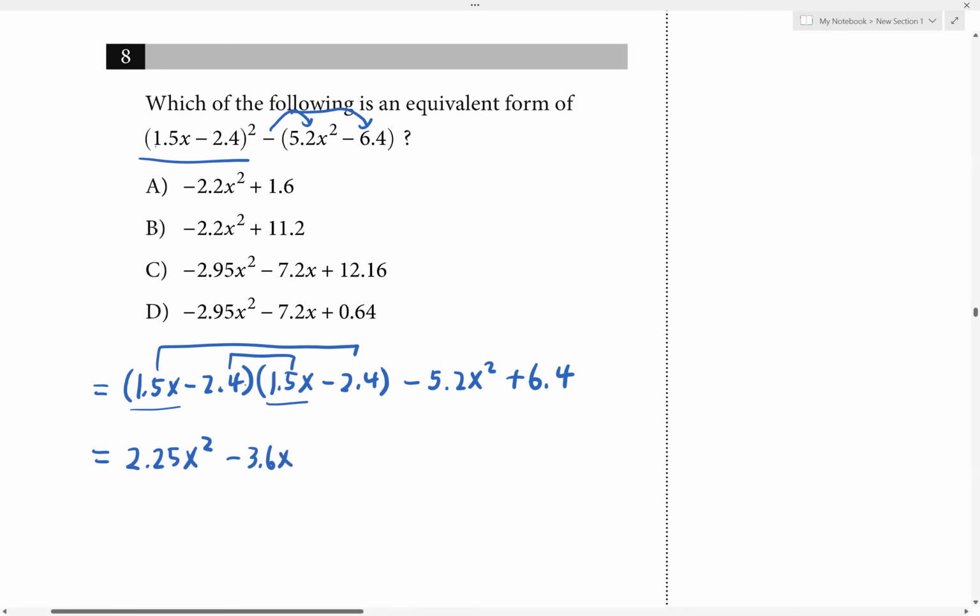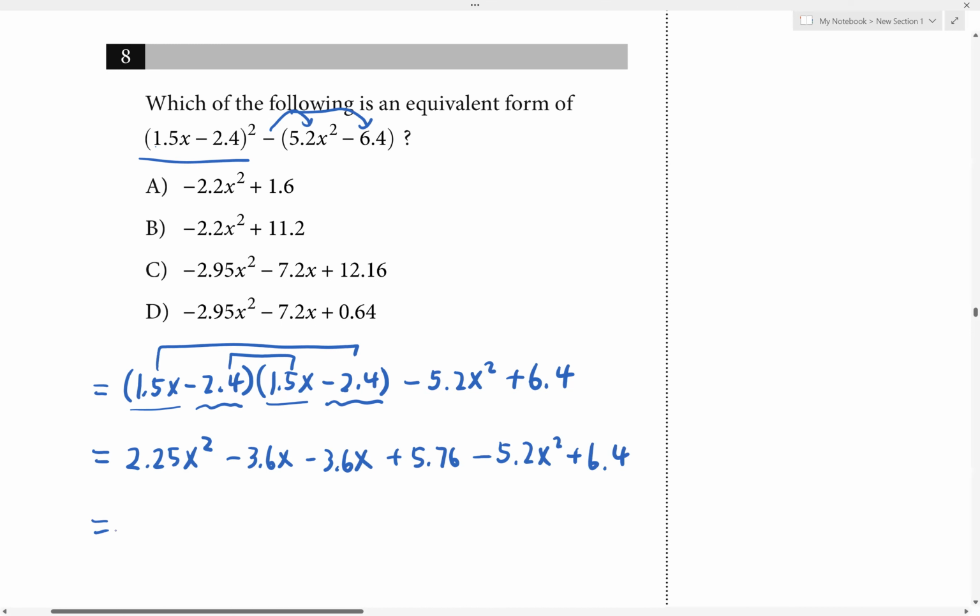The inner term is the same, right? So it'd be negative 3.6x. Last term times the last term, negative 2.4 times negative 2.4. So I have two negatives, so when they multiply, they will be positive. So it'll be plus 5.76. And then the other stuff is still there, right? So minus 5.2x squared plus 6.4.